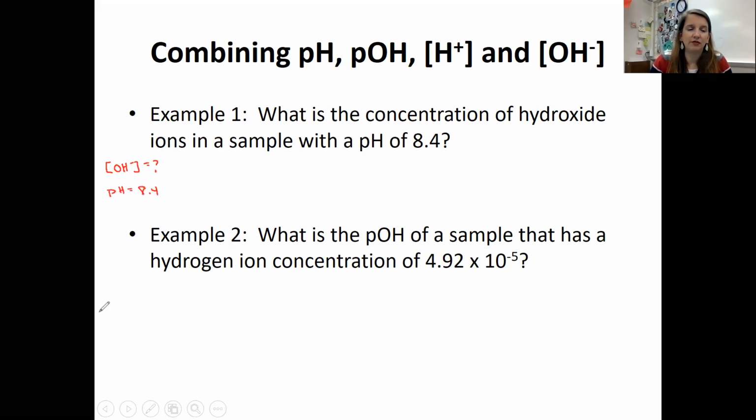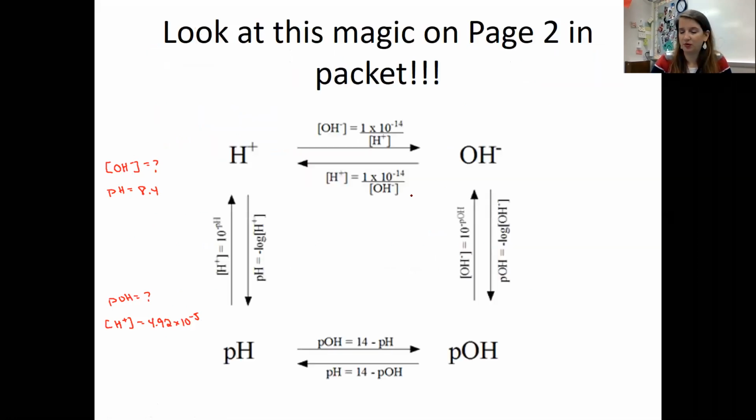Just for time's sake, I'm going to write out what we have for example 2. We're trying to find our POH, and we have hydrogen ion concentration of 4.92 times 10 to the negative 5. Now I'm going to go back to this magic square pH power because that is going to help us to solve these problems.